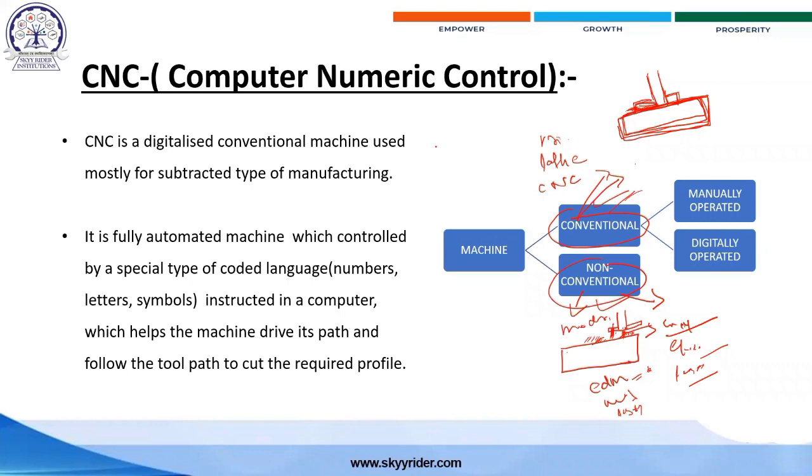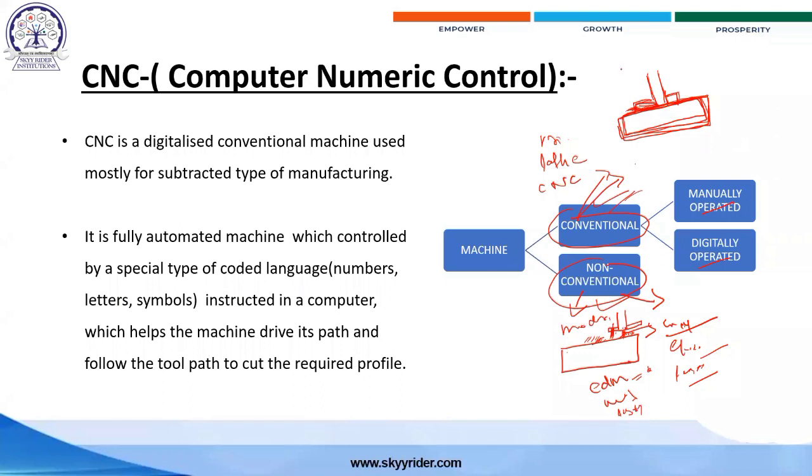Okay, so then in conventional machine we have two types of machine. One is manually operated, another is digitally operated. What is manually operated? Manually operated means the machines that you are going to perform by your own hand. Here one operator will be there who will be manufacturing the products by his own hand by adjusting the gears or the levers in the machines.